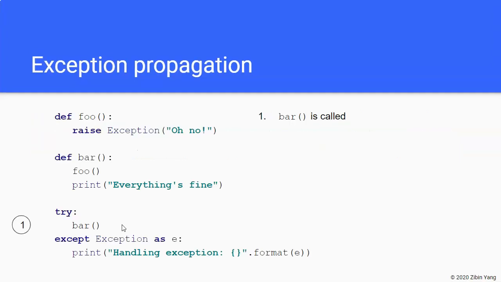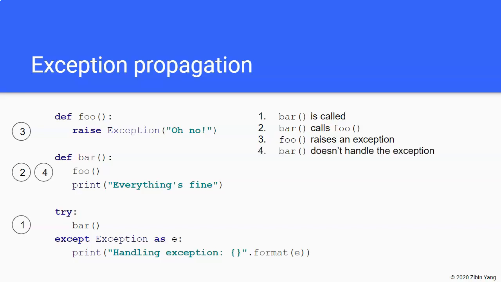If you need to see how this happened pictorially, here is a step-by-step of what happens. So we have two function definitions. We call bar now, so bar is called. And when we are inside bar, bar calls foo, so we go to foo. Now foo raises an exception, okay? And that exception is raised to the caller of foo, which is bar, right here.